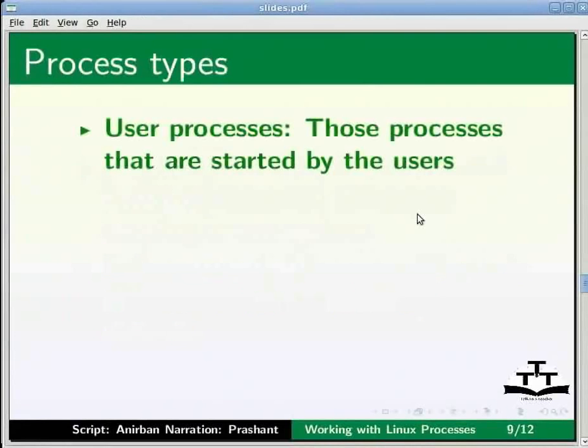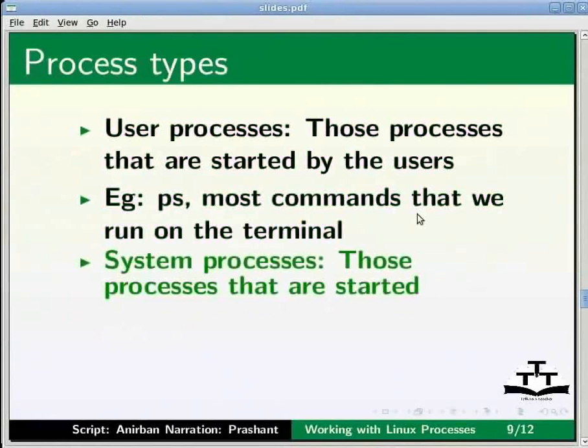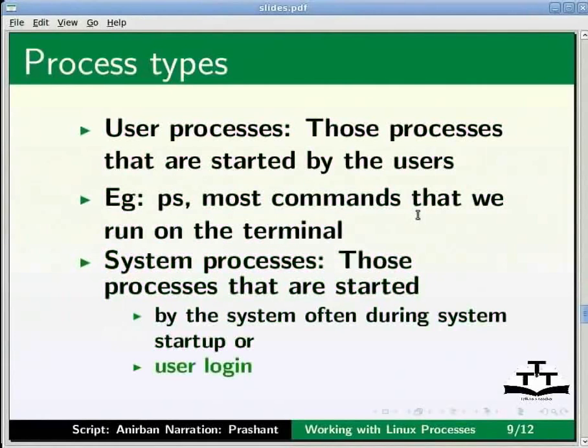Processes are of two types. The first one is the user processes. Those are started by the users. For example, PS, or for that reason most commands that we run on the terminal. The second one is the system processes. Those processes are started by the system, often during system startup or user login. An example of a system process can be bash.